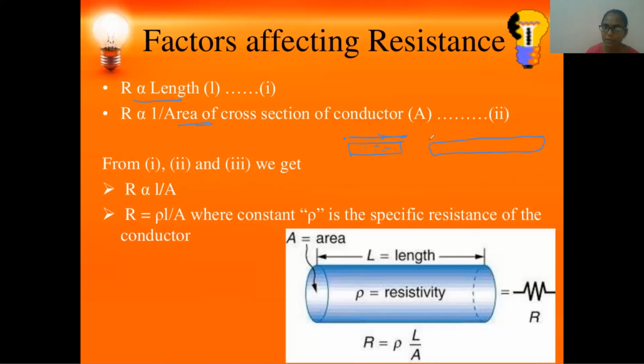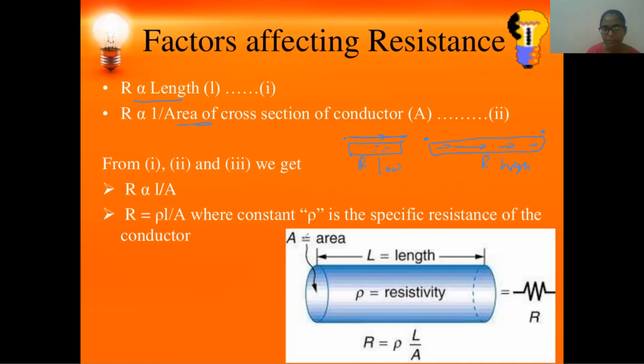If the electron needs to travel from here to here, because of more length, what happens? It faces so much resistance. So here resistance is high and here resistance is low. So resistance is directly proportional to length. If length is less, resistance is less. If length is more, resistance is more.